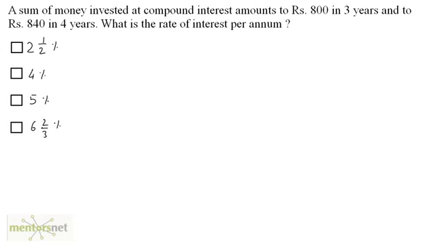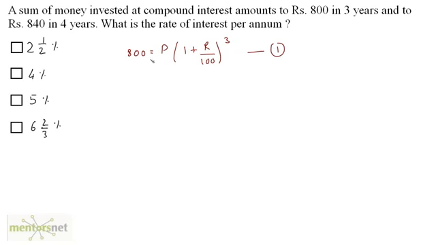A sum of money invested at compound interest amounts to rupees 800 in 3 years and to rupees 840 in 4 years. What is the rate of interest per annum? Well, we know the formula for compound interest, which is A is equal to P into 1 plus R upon 100 raised to N. In the first case, the amount is 800, so it is equal to the principal amount, which we don't know, into 1 plus R upon 100 raised to N, and in the first case it is 3 years. So this is equation 1.